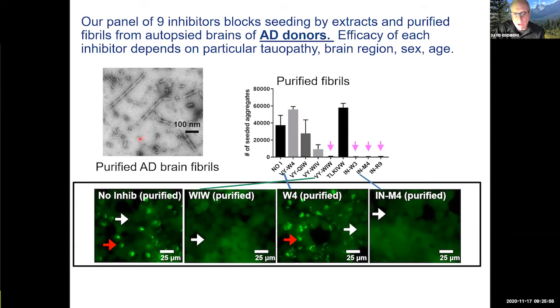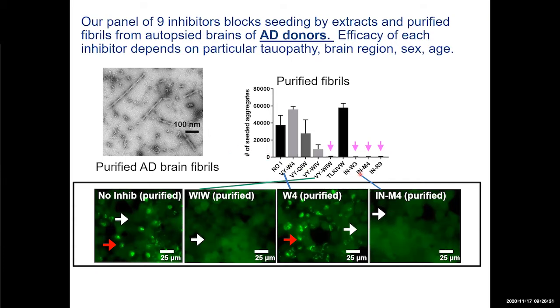these fibers overnight with one of the inhibitors, this one we call WIW. All the sequences have been published and are available. If we incubate it with WIW, no puncta form. Another one of our inhibitors, W4, is no good against the extracted fibers from Alzheimer's patients, and puncta form. A third inhibitor, M4, that one is good again, like WIW, and it prevents formation of puncta.